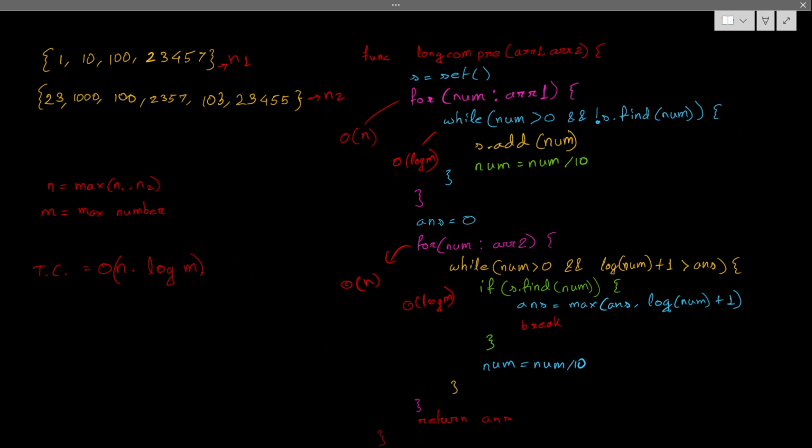What is my space complexity? See how many things it will store. I need a set, and it may store n numbers. I told you to assume it generates unique prefixes for every number. So what is the maximum number of prefixes possible? For each number it can produce at most log of m prefixes, so it will be n into log of m.